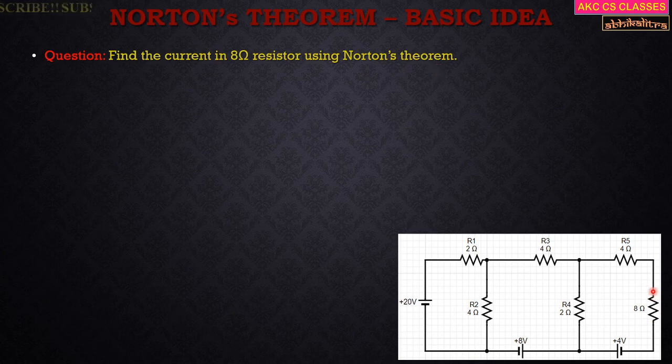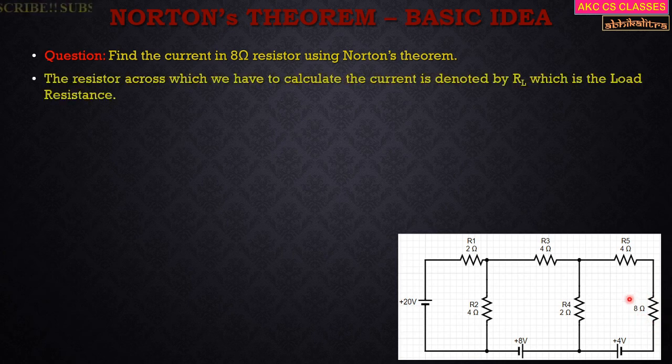That means the current that we have to calculate is through the 8 ohm resistor, and we have to keep in mind that the resistor across which we have to compute the current is known by the term load resistor. So this resistor will be labeled as RL. That is what is said here: the resistor across which we have to calculate the current is denoted by RL, which is the load resistance. So here we write RL equal to 8 ohm, right?